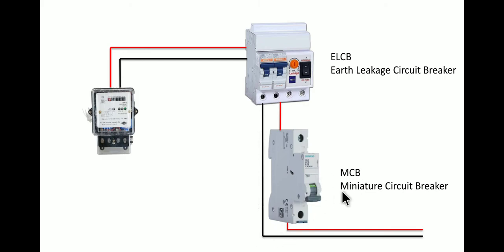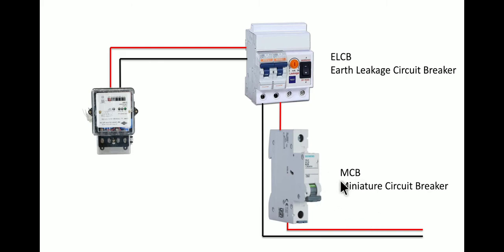This means that the MCB is always connected to the live wire, whereas the ELCB is connected to both the live and the neutral wire. So the live and the neutral wire pass through the ELCB, whereas the live wire, after passing through the ELCB, is connected to the MCB, and this way it reaches our different appliances like television, fridge, or simple electric bulbs. So the MCB can control it as a switch.